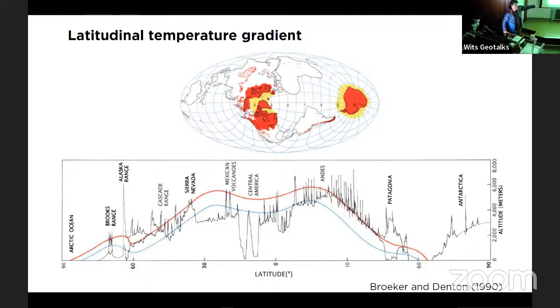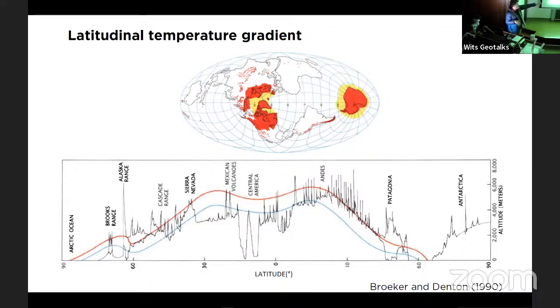And the black line is the relief, right? It's the topography, the mountains. And the red line is the snow line in the modern day, right? So that's basically how high do you have to go before you start to see snow on the ground. And the blue line is what we think the snow line was during the last glacial maximum 20,000 years ago. And you can see basically the altitude at which you have to climb to see ice decreased by about 1,000 meters, right?